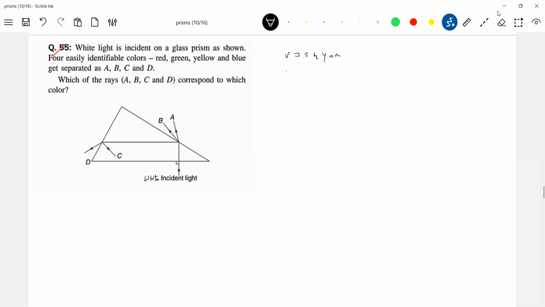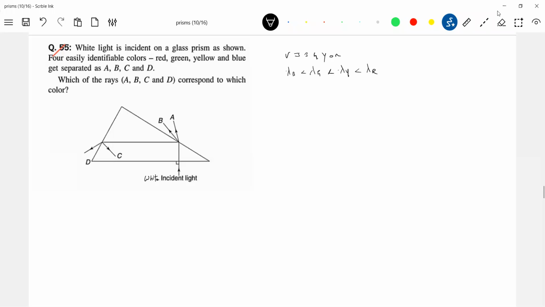So which will be first? Red, green. Okay, lambda B is less than lambda G, less than lambda Y, less than lambda R. Is it okay? First red, then yellow, green, and blue. Red, yellow, green, and blue. Yes, there is a relationship between the wavelengths.